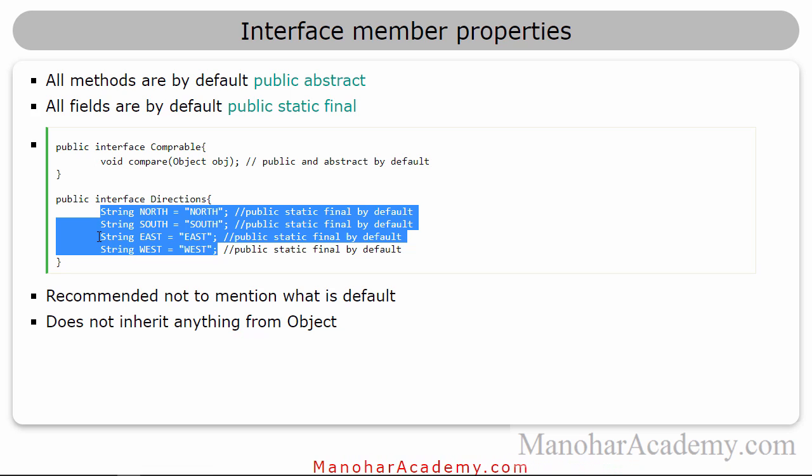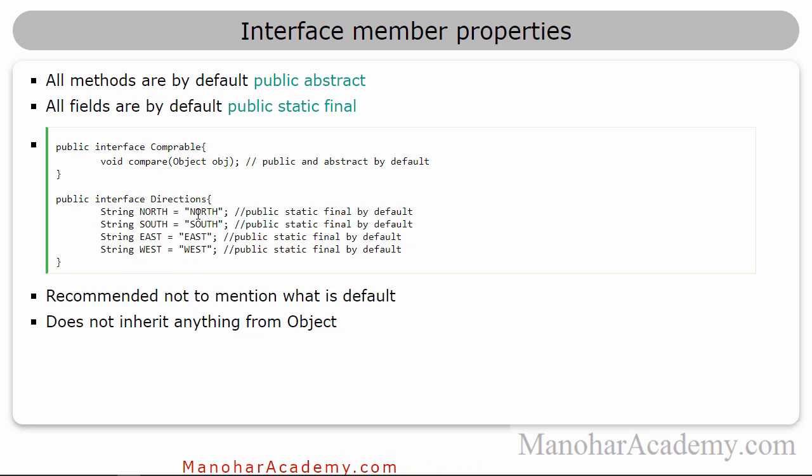So in Java, by default, every method is public and abstract, and every member field is by default public, static and final. Also, it is recommended that you don't provide these keywords because they are not required, they are default. What is obvious, whatever is default, you don't need to repeat. So never provide public and abstract before the method signature if it is an abstract method, and never provide public, static, final before the variable names because they are by default public, static, final.